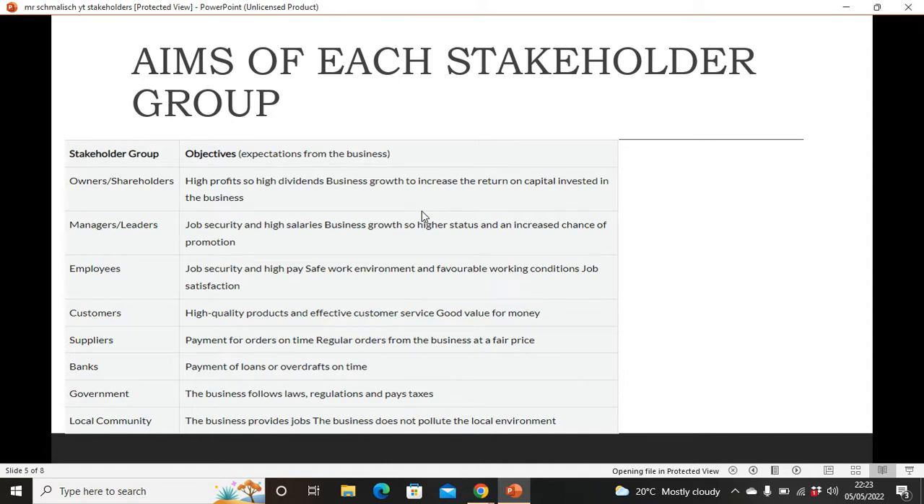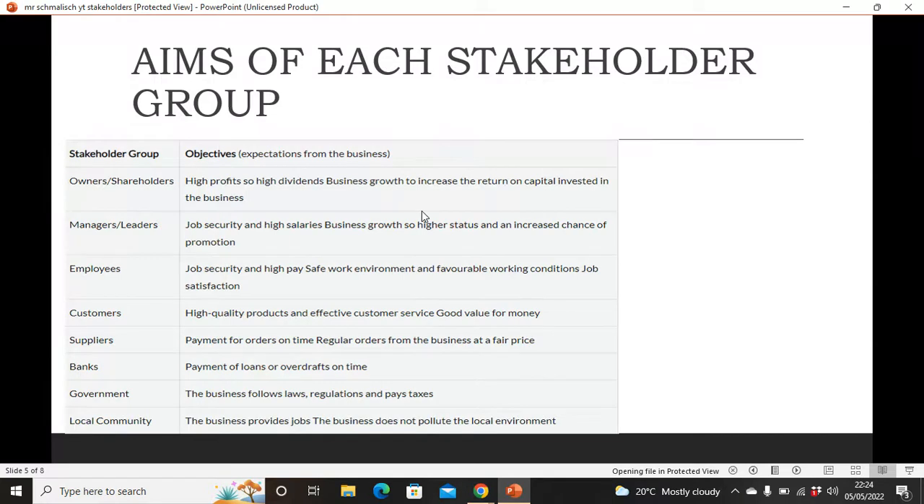Okay, so you've got owners and shareholders. Now these are the people who own the business. Okay, they might be sole traders or partnerships, they're the owners, or if it's a public limited or private limited company, they will be referred to as shareholders. So they have a stake in the business, they own a part of the business. And their main objective would be that they want high profits. Okay, so also they can keep more of the profit if it goes straight to them. If it is for shareholders, they'll keep it in terms of dividends.